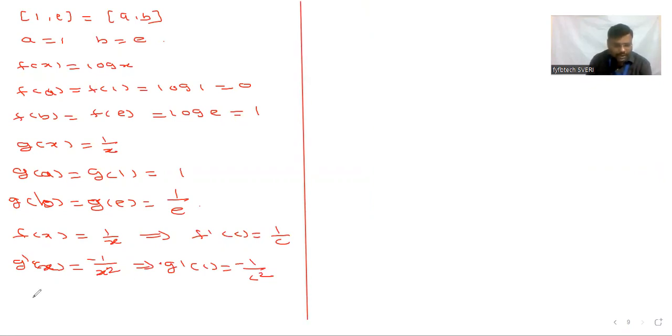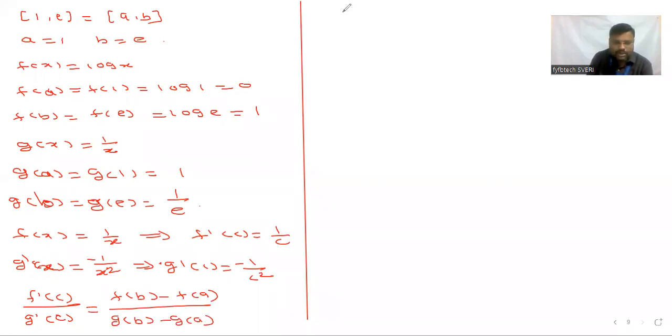Now f dash of c divided by g dash of c is equal to f of b minus f of a divided by g of b minus g of a. Put each and every value. 1 upon c divided by minus 1 upon c square is equal to f of b, which is log e, that is 1, minus f of a, which is 0, divided by g of b, 1 upon e, minus g of a, 1.